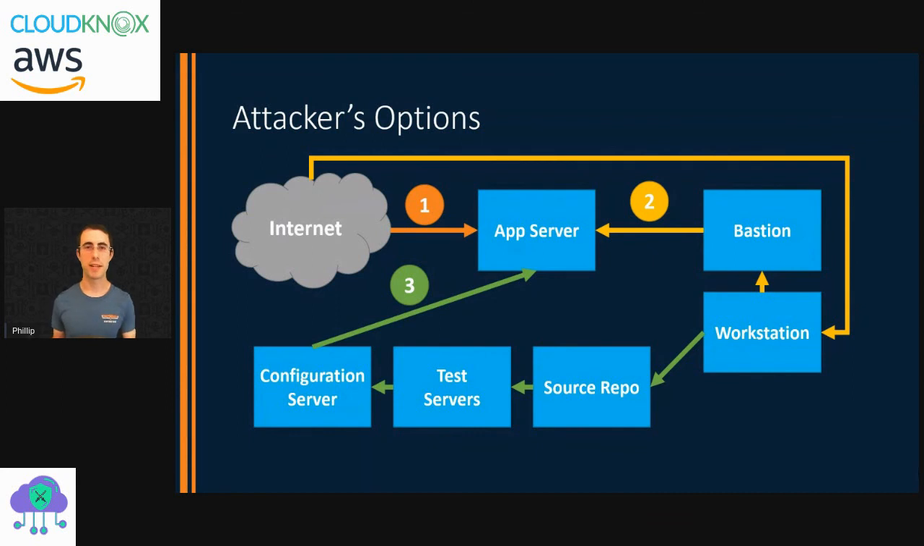That brings us to our second option, and that's to compromise the workstation of an employee and then move laterally to the application server we really want to be on.